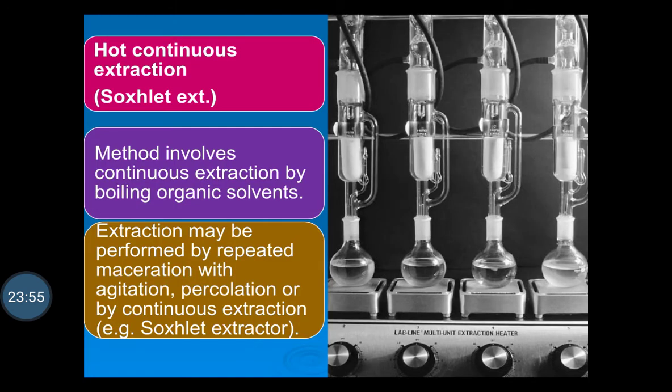Next one, the hot continuous extraction process, that is the Soxhlet extraction. This is generally used for the extraction of alkaloidal drugs. The method involves continuous extraction by boiling with organic solvents. In industry, Soxhlet extraction is used widely. Extraction may be performed by repeated maceration with agitation, percolation, or by continuous extraction. It is also called hot extraction, continuous hot extraction or Soxhlet extraction.